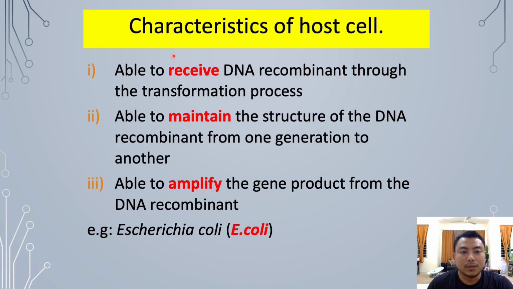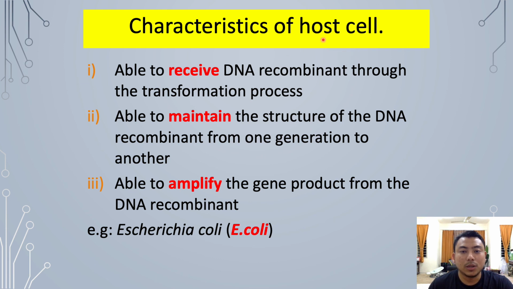Okay, next is continuation for the characteristics of host cell. Apakah ciri-ciri host cell yang bolehkan dia dipilih digunakan untuk recombinant DNA teknologi ini? Able to receive DNA recombinant through the transformation process. Okay, nama proses untuk receive DNA ini adalah transformation. And able to maintain the structure of the DNA recombinant from one generation to generation. Okay, it is very logic. Of course, you need to have the host cell able to receive DNA recombinant. If the host cell cannot receive DNA recombinant, what's the purpose of it being a host cell?